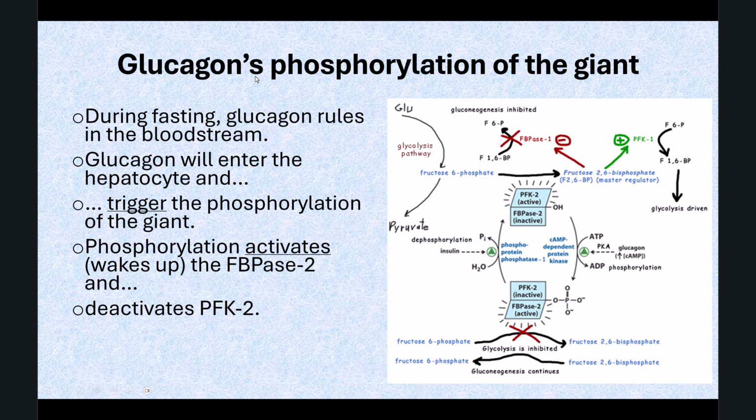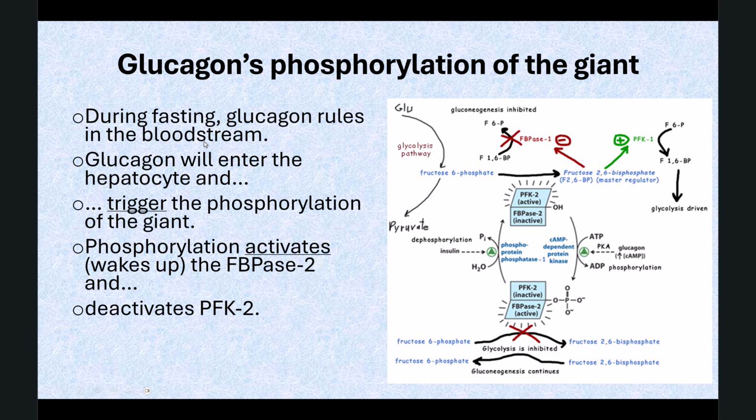Okay, I mean, this is where we are, I guess. Glucagon phosphorylation of the giant, we can hit that one more time because that's what we're talking about. And why are we doing this? Because we're trying to get past that step. We need to have our FBPase1 activated, so we can't have fructose 2,6-bisphosphate around because that messes things up. If it's around, it inhibits our FBPase1. We don't want that. So we have to have glucagon around to fix that problem.